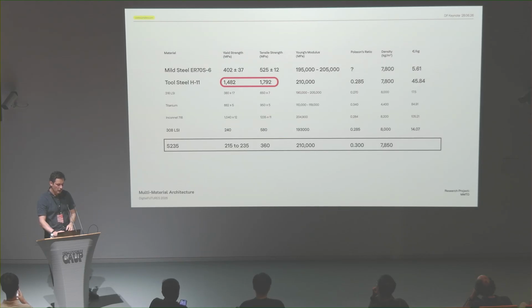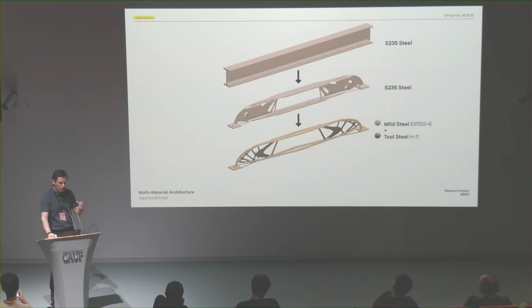Tool steel is, like you can see here, the yield strength is like 5 times higher than standard steel used in construction. And therefore, you can use much less of it to create a beam. And you can also combine this with mild steel in areas that take less load to create a multi-metal beam. So the standard one is at the top, the single material one at the center, and then multi-material at the bottom.